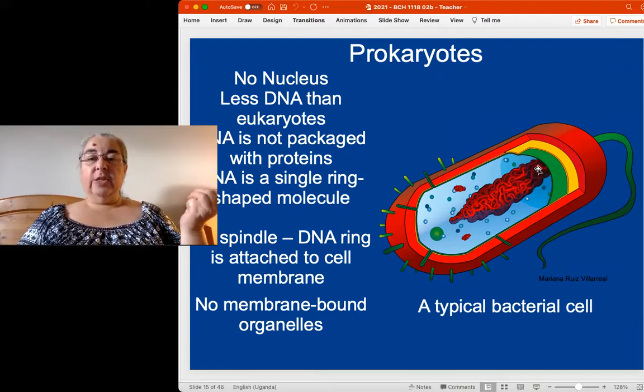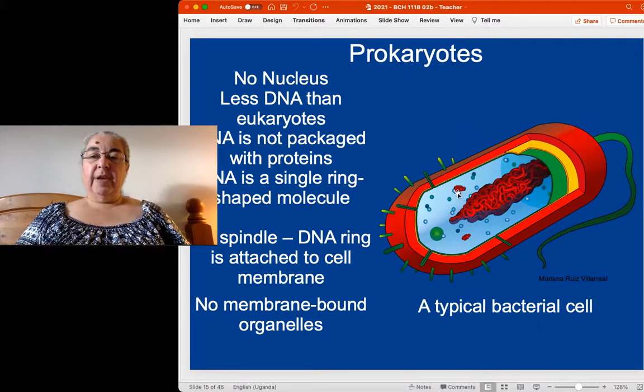The DNA is not packaged with proteins. It's a single ring-shaped molecule for the main bacterial chromosome. And there are sometimes other little pieces of DNA inside the cell as well, things called plasmids, which you'll be talking more about later. So the main genetic material is the bacterial chromosome, which is a circular chromosome.